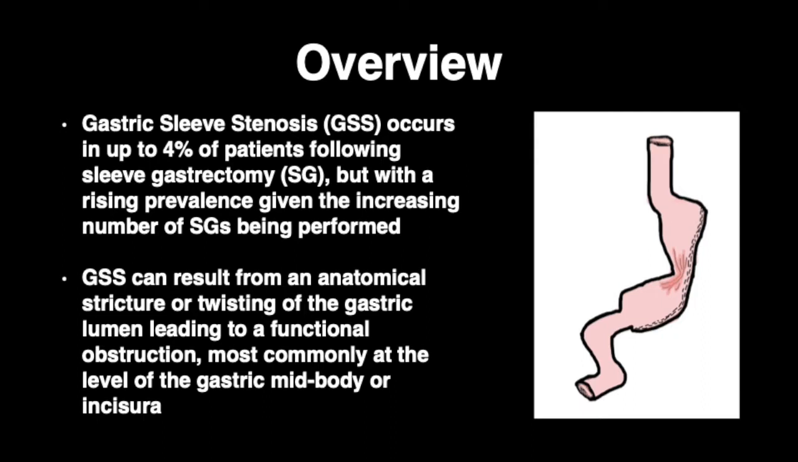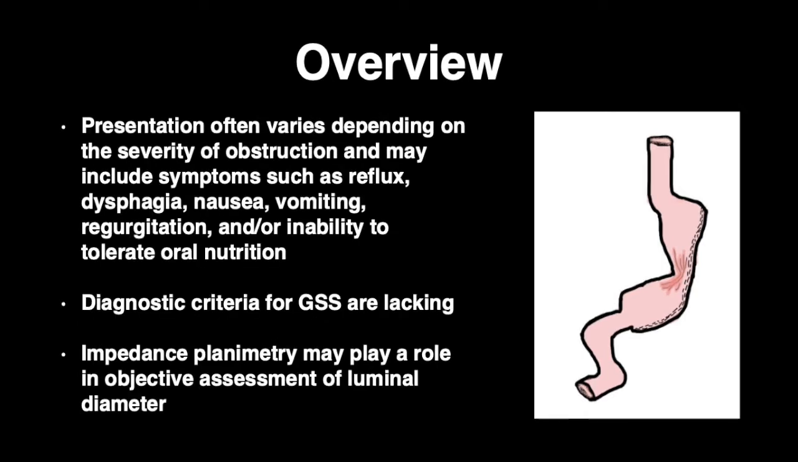GSS can result from an anatomical stricture or twisting of the gastric lumen, leading to a functional obstruction, which most commonly occurs at the level of the gastric midbody or incisura. Presentation of GSS often varies depending on the severity of obstruction and may include symptoms such as reflux, dysphagia, nausea, vomiting, regurgitation, and/or inability to tolerate oral nutrition.